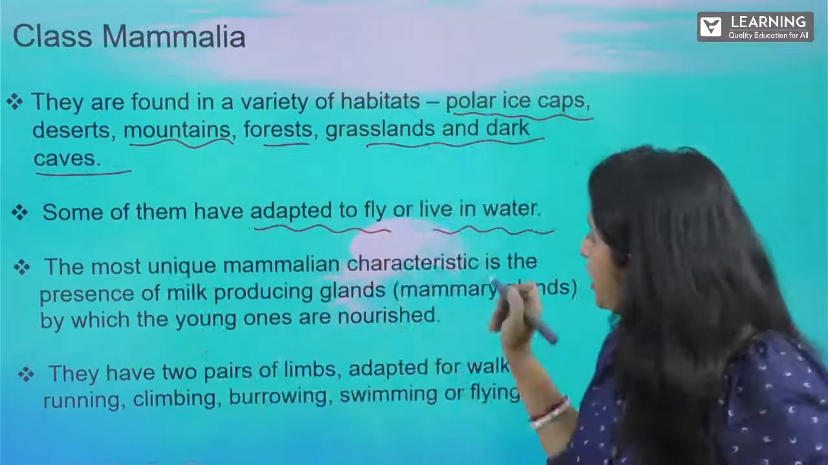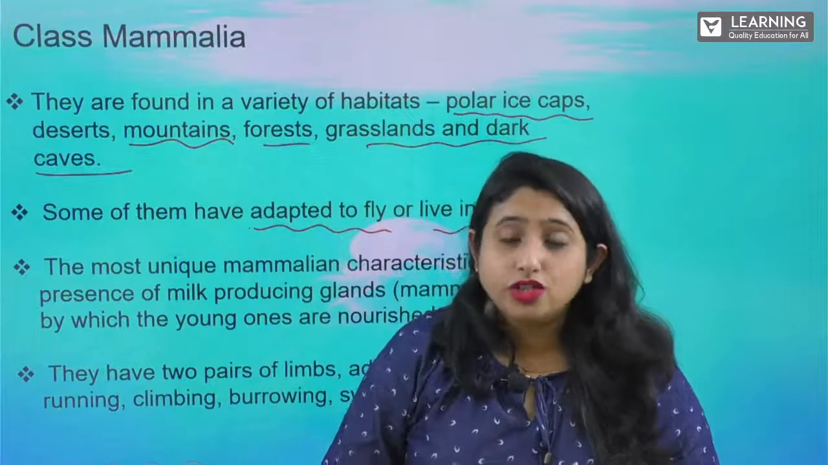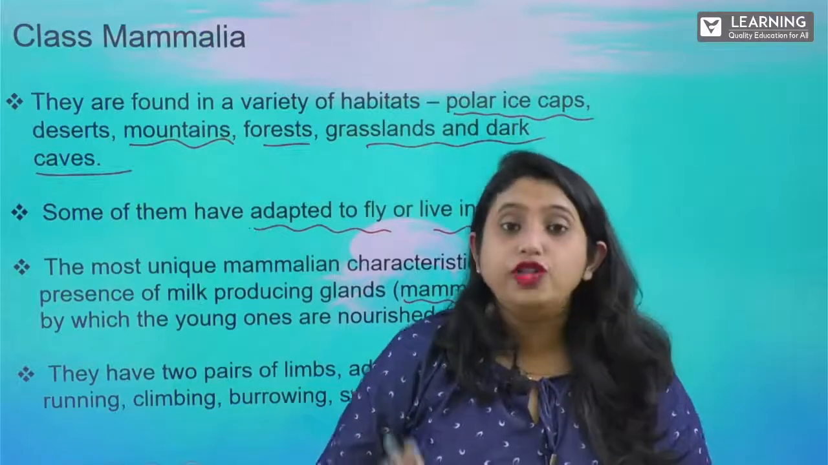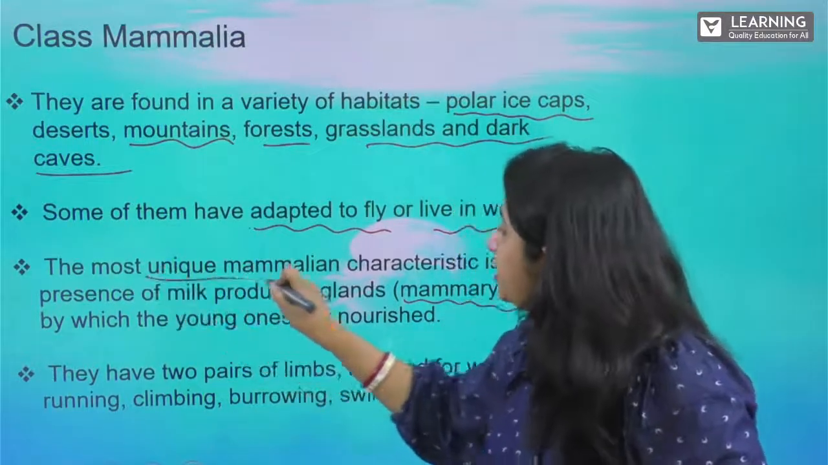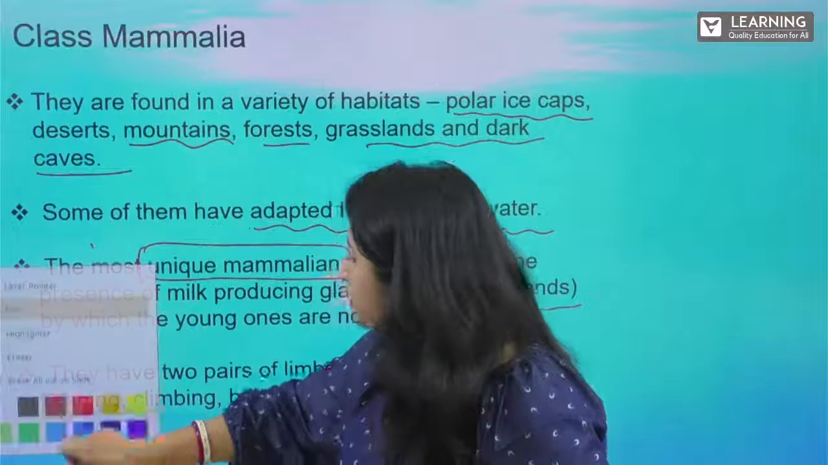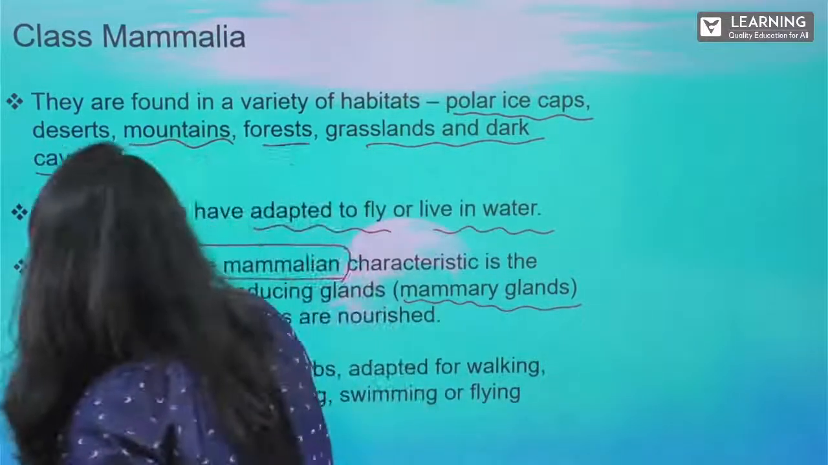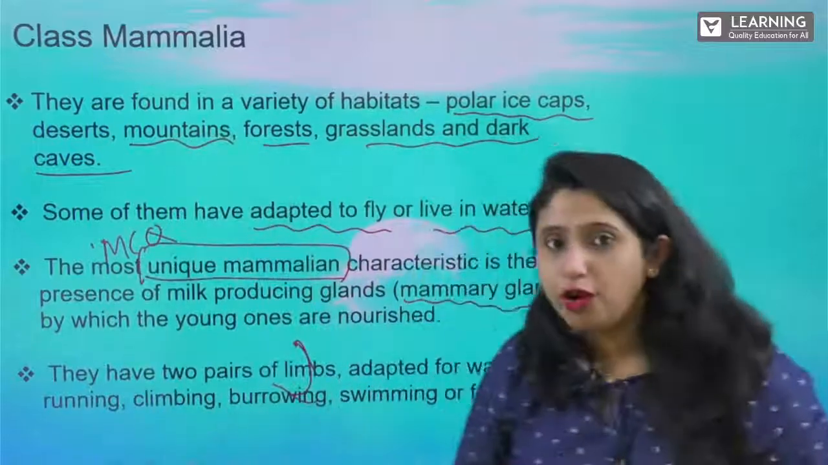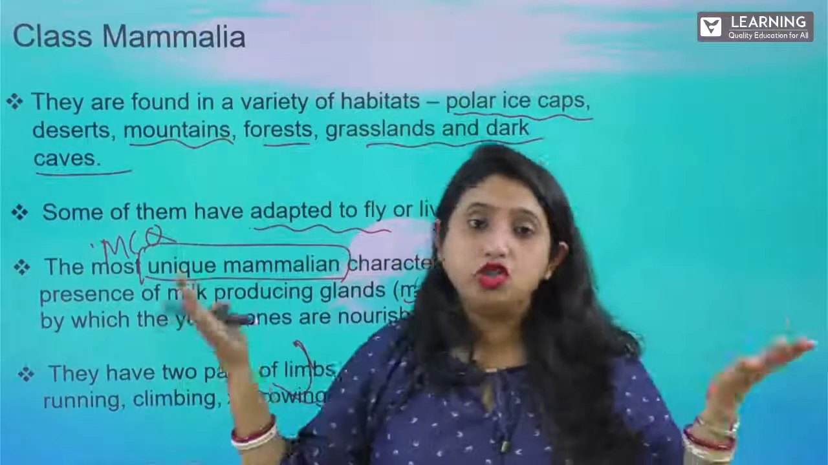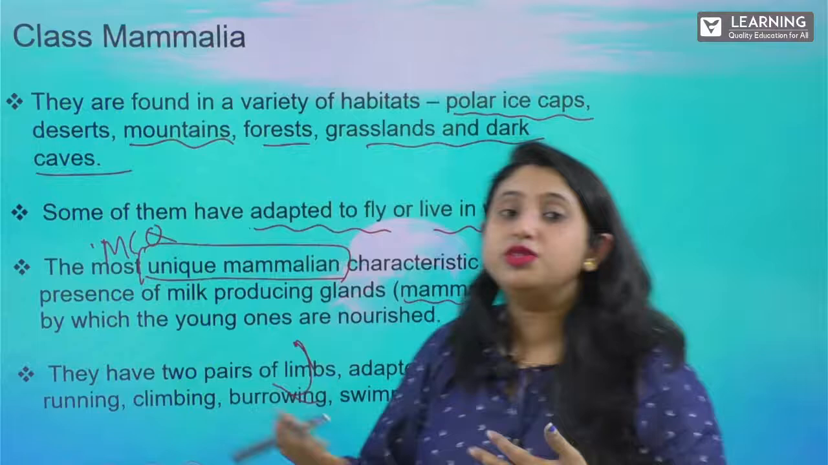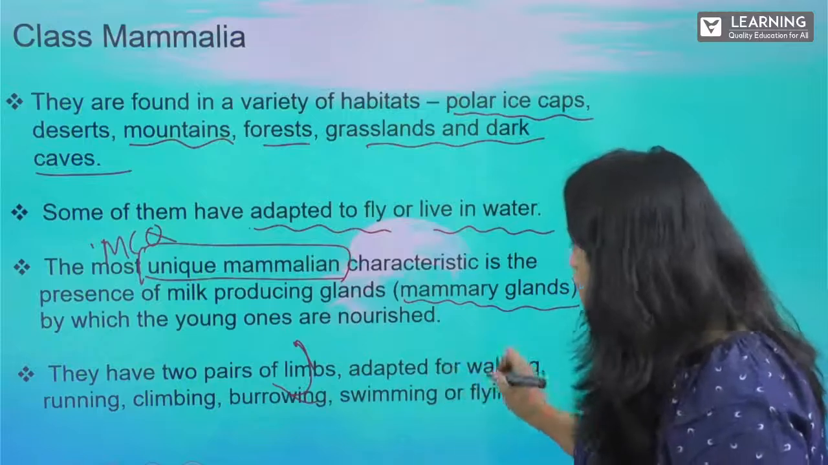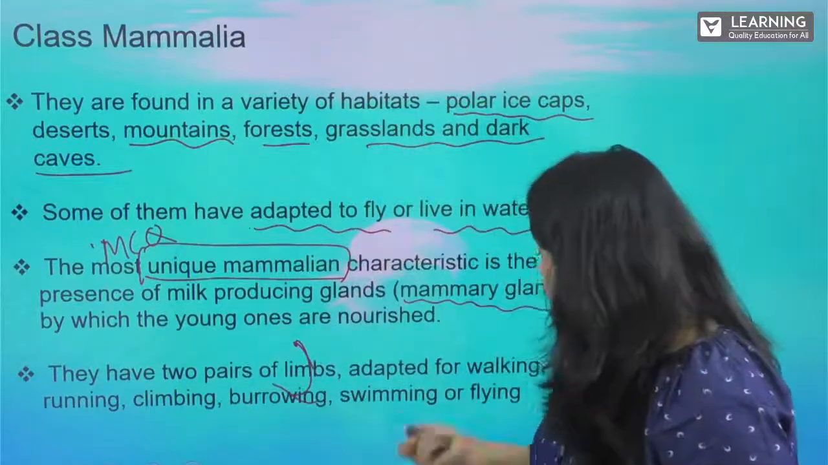And the most unique mammalian characteristic is what? It is the presence of mammary glands. So we mammals have mammary glands, which makes us unique. So remember here, an MCQ question might come from here. What is the most unique feature? The most unique feature is what? It is the presence of mammary glands. So they have two pairs of limbs, we have two hands, we have two legs, isn't it? Which helps us to move. So mammals have two pairs of limbs adapted for walking, running, climbing, right? Swimming or flying, etc.